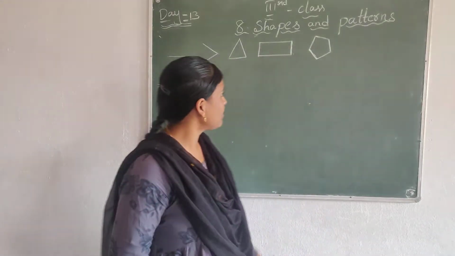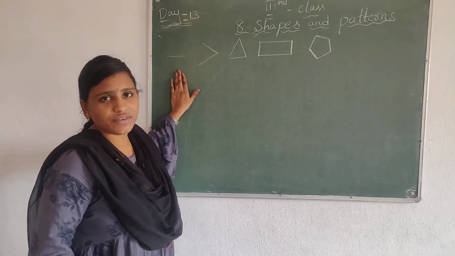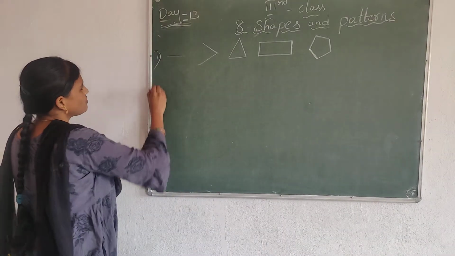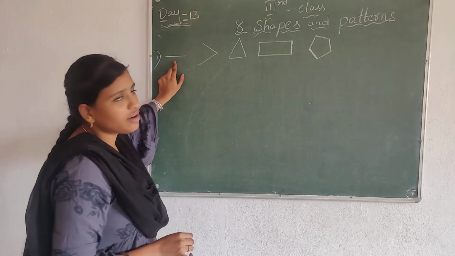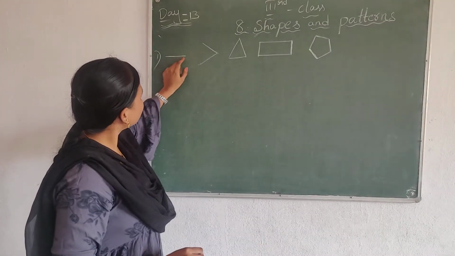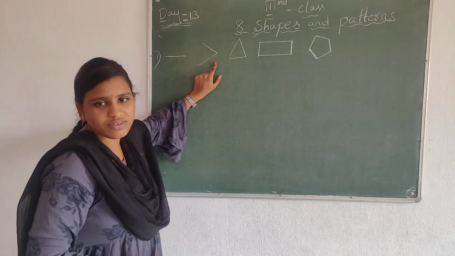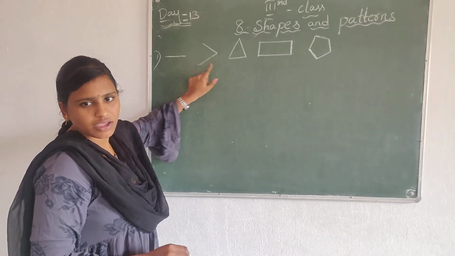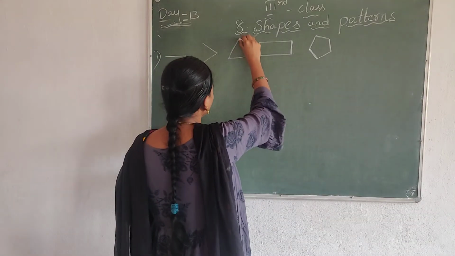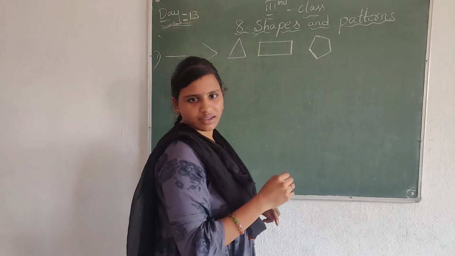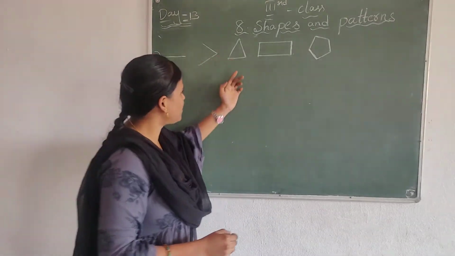Children, today we are discussing the 8th chapter, shapes and patterns. See the first pattern. Here we have one line. Here we have two lines, two sleeping lines. Here one line, here two lines, here 1, 2, 3 lines. This is a pattern: 1 line, 2 lines, 3 lines.